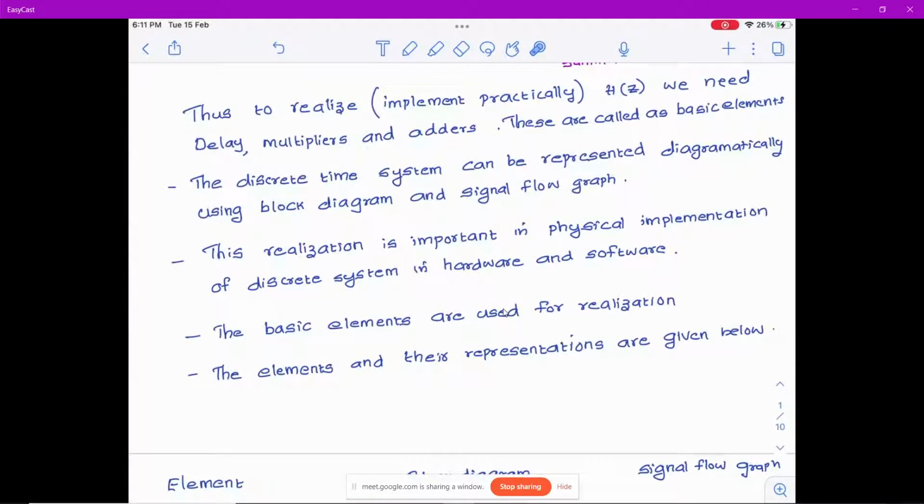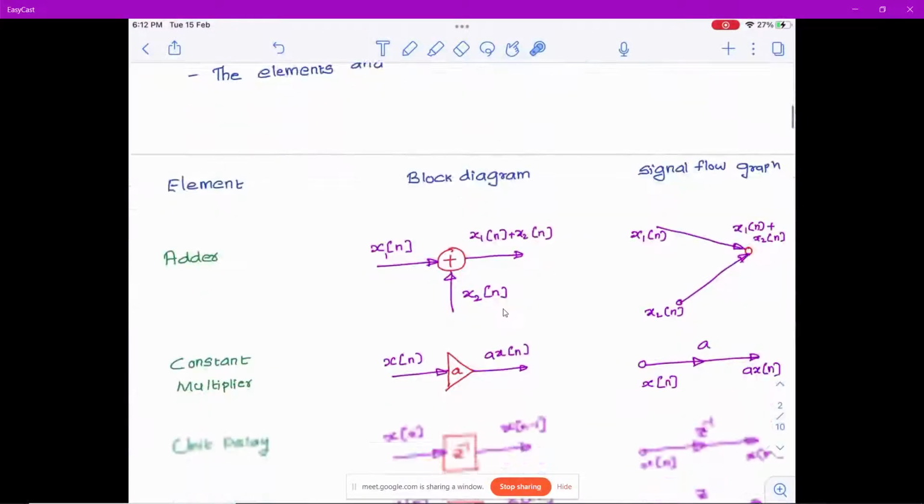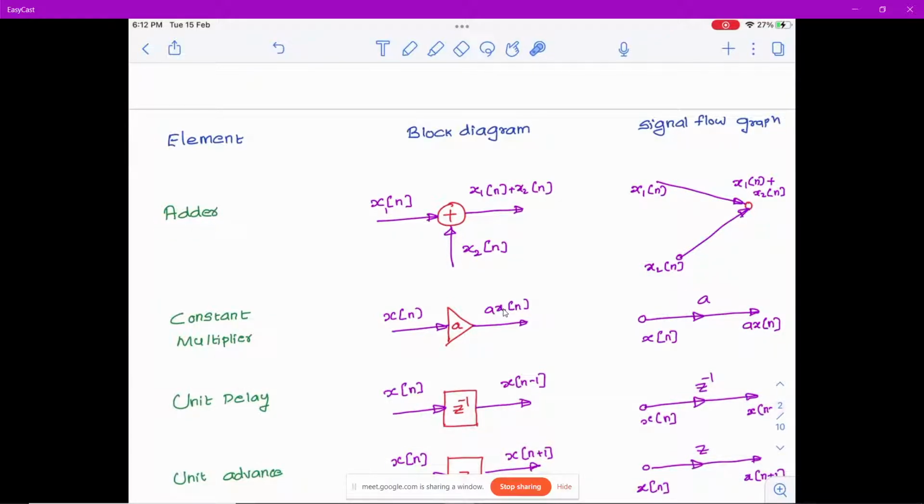So now, how do we represent delay, multipliers, and adders using a block diagram and using a signal flow graph? That is the question that is given below. ഒരു ആഡർ എന്ന് പറയുന്ന എലിമെന്റ് ആണെങ്കിൽ that is represented as a plus. Okay, so x1 and x2, both the signals or both the values are going to the plus sign. It is x1 plus x2. സിഗ്നൽ ഫ്ലോ ഗ്രാഫിൽ it is just a node. ഈ നോഡിലേക്ക് 2 സിഗ്നൽ വരുന്നുണ്ടെങ്കിൽ ബേസിക്കലി ഈ നോഡിൻ്റെ ഔട്ട്പുട്ട് എന്ന് പറയുന്നത് x1 of n plus x2 of n ആയിരിക്കും.